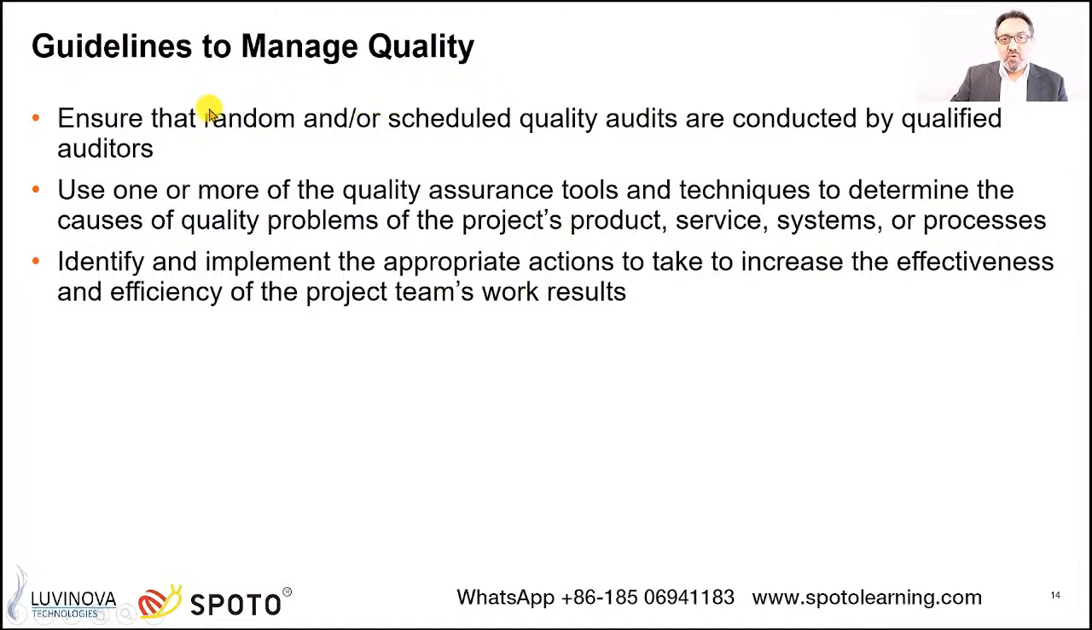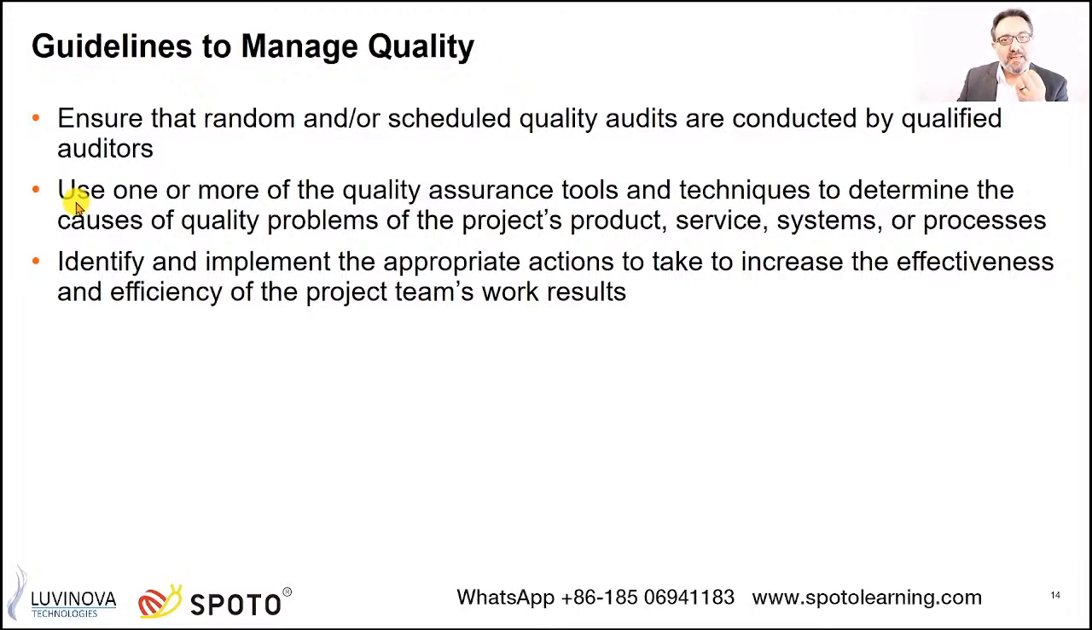Some guidelines to manage quality, which is the quality of our work, to ensure that we avoid having defects in our deliverables. Number one, ensure having random or scheduled quality audits conducted by qualified auditors. Use one or more quality assurance tools and techniques to determine causes of quality problems, because the main idea in the manage quality process, which is an execution process, is that the main focus is the quality of our work: prevention, and always prevention versus inspection. We prefer prevention, but remember we need to have both in your project, of course.